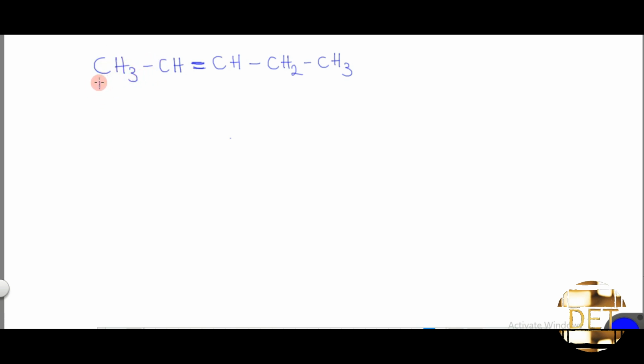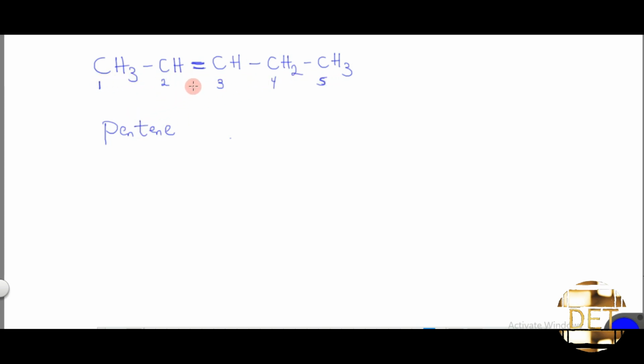So this is the first carbon, 1, 2, 3, 4, 5. This is the longest continuous carbon chain. What does that tell you? That this compound is a pentane, or rather a pentene, because the functional group is a double bond. Pent is for 5, and ene means that it has a double bond. So this is a pentene.